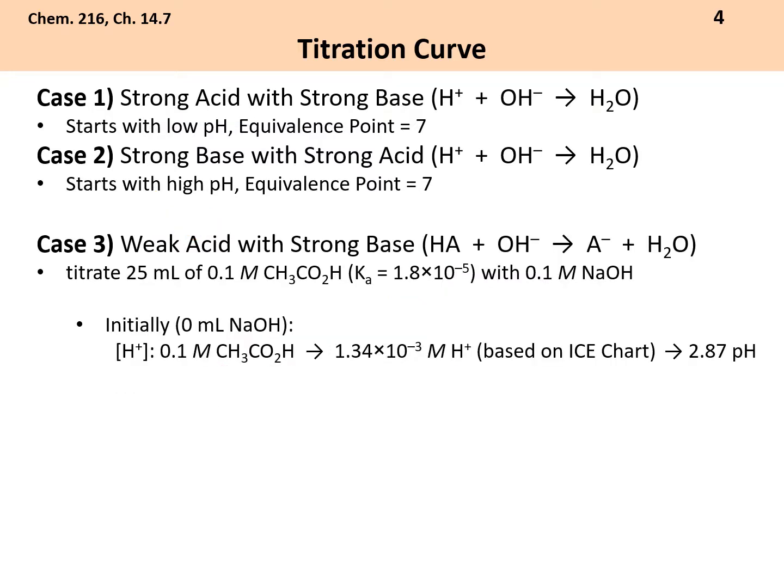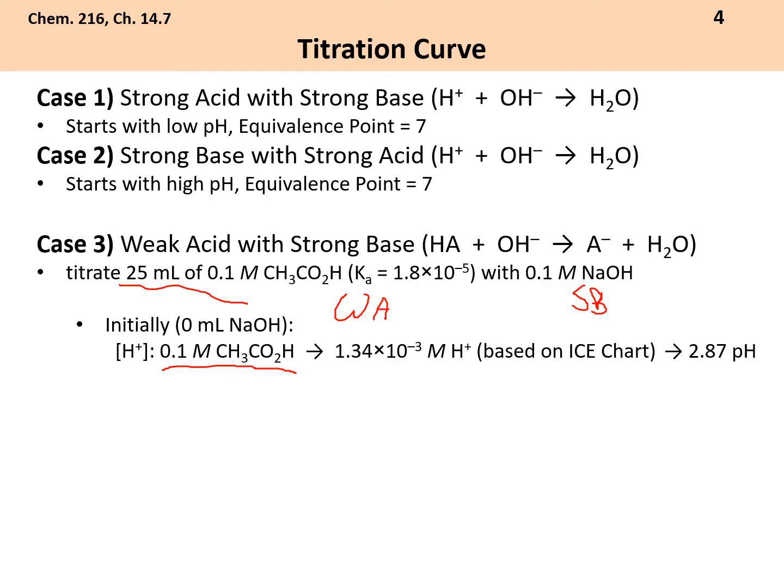All right, so let's go ahead and look at a titration. Let's say we titrate 25 mLs of 0.1 molar CH3CO2H, my weak acid, and I'm going to add in my strong base, and it's going to be 0.1 molar. Okay, so when I do this, notice when I am initially doing this, I have no NaOH added, I only have my weak acid. That's 0.1 molar of my weak acid.